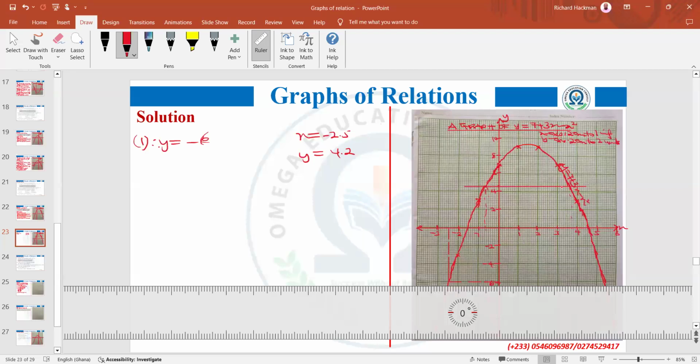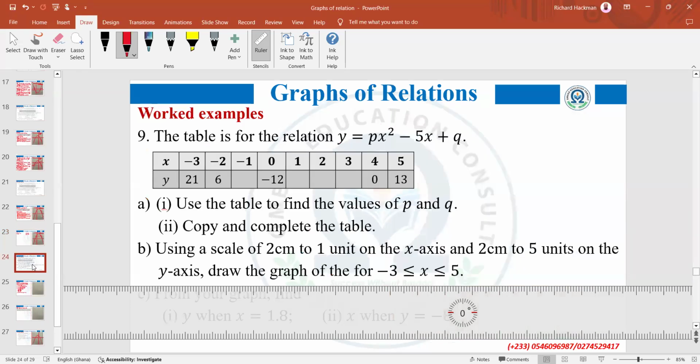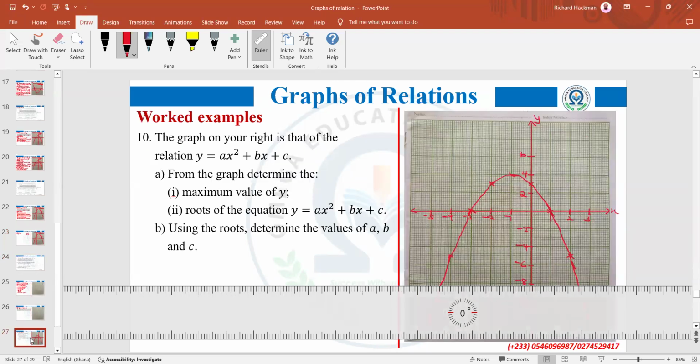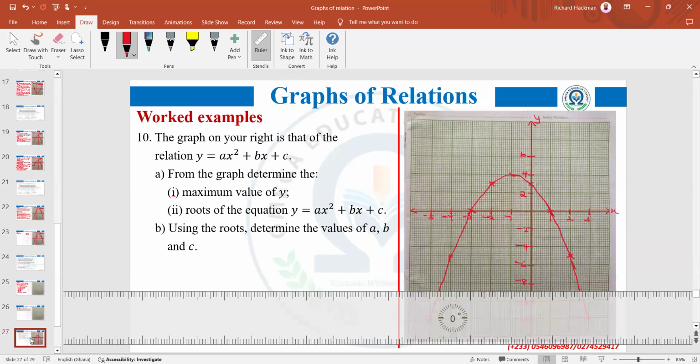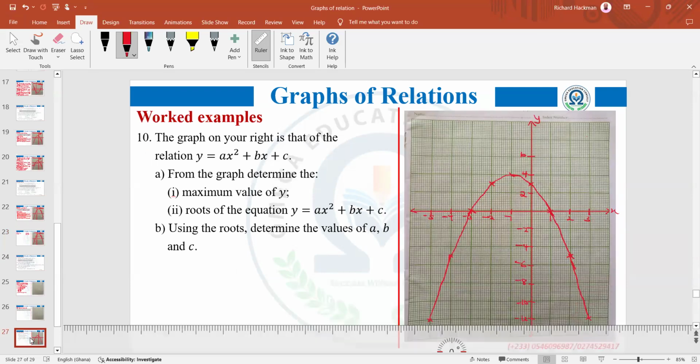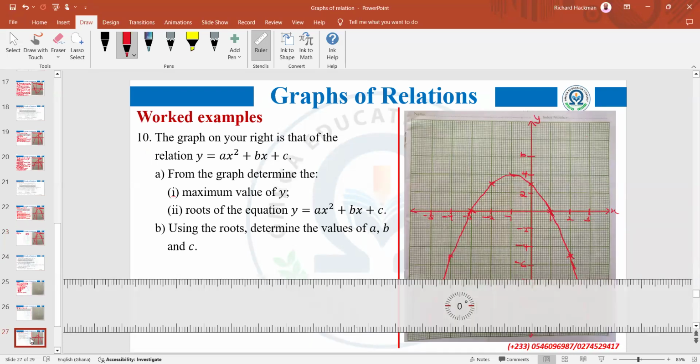Okay, so I think the last concept, I'm going to quickly move to the last concept where you are given your graph and you are asked to use your graph to generate the relation whose graph you have there. So let's look at this question, which will be our last question for the day.